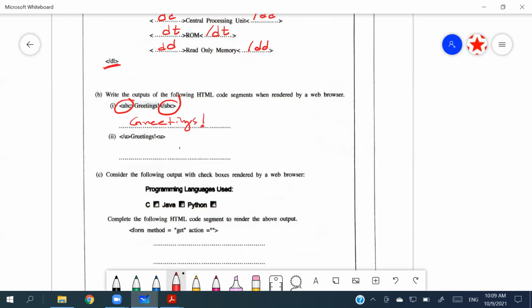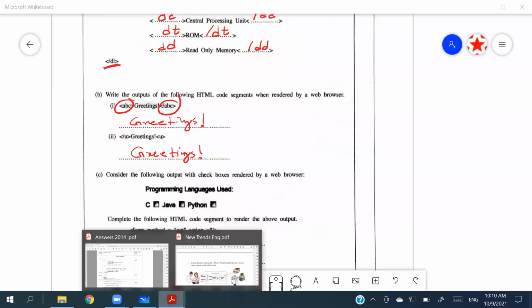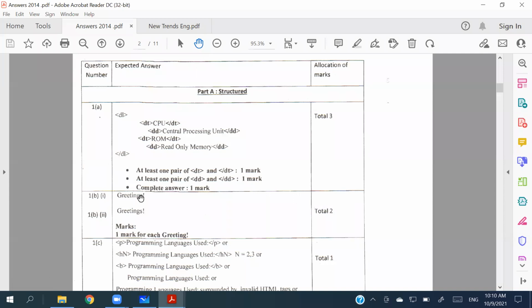Now in the second one, the end tag is at the beginning and the starting tag is at the end. So underline may happen after this tag for any content after the U tag, but not before the U tag. So again, greeting is going to be there as it is, right? So both the answers are going to be identical due to these reasons. So first one, it's greetings. G must be a capital one, right? An exclamation mark should be there, right? So 1 mark for each. So you can collect 2 marks.